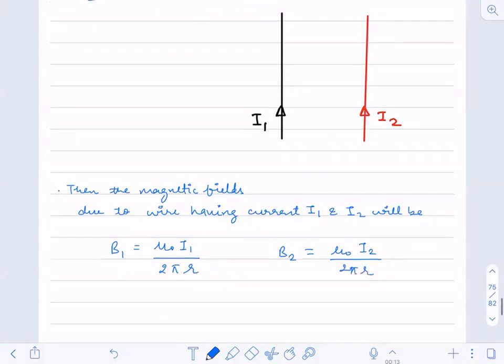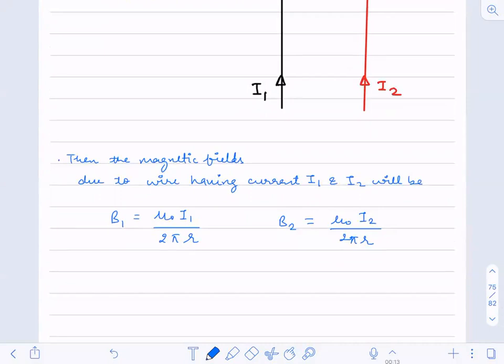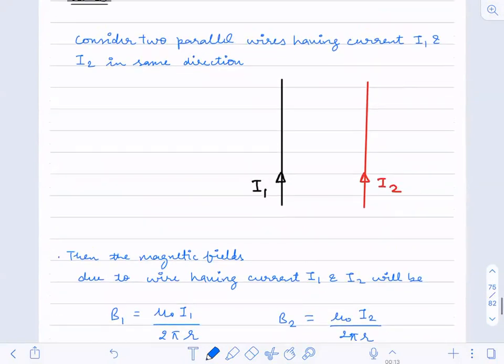So what is r over here? r is the distance of any point from these wires. Is it okay? Now, can you tell me whether this wire and this wire will produce a magnetic field or not? They will produce, okay.